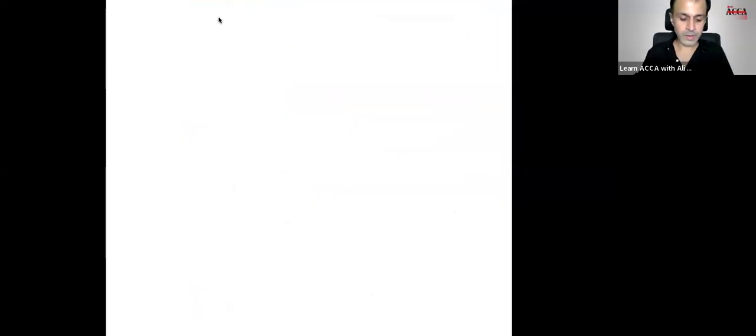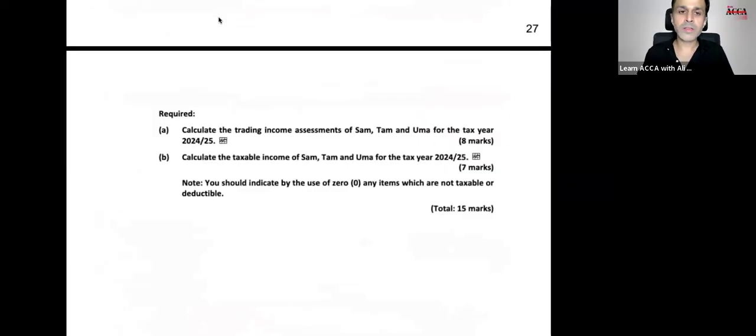The question has been divided into two parts. The first part requires us to calculate the income of trade, just the income of trade, for Sam, Tam, and Uma.